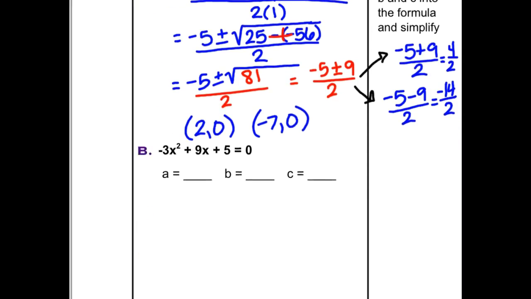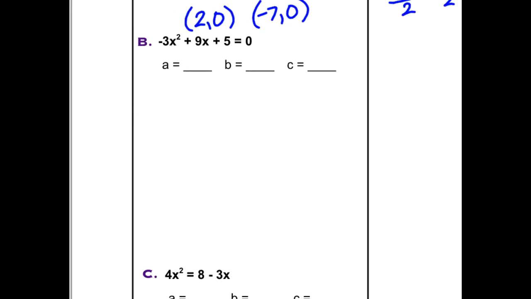Let's try the next one. Next example, here, a is negative 3, b is 9, c is 5.